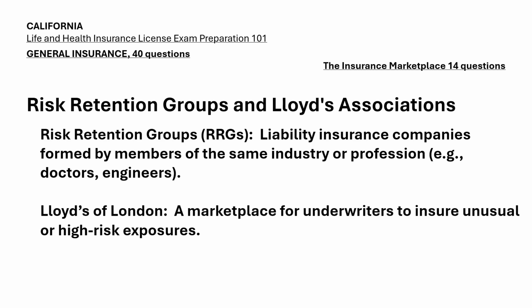RRGs are liability insurance companies formed by members of the same industry or profession. For example, a group of doctors might form an RRG to provide malpractice insurance tailored to their needs.